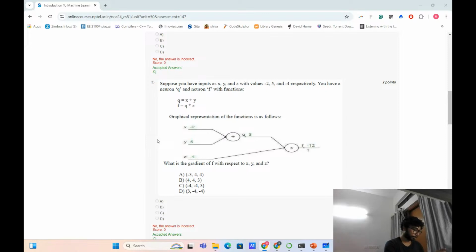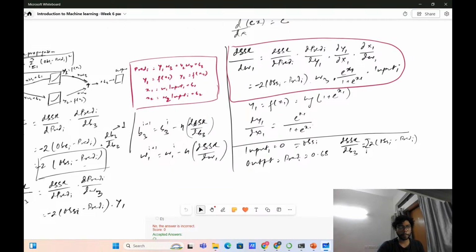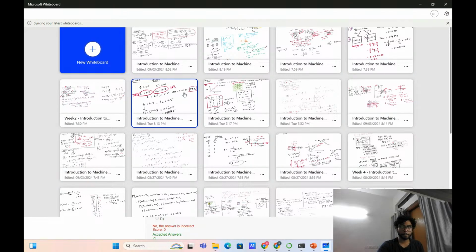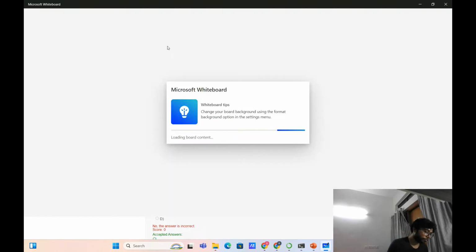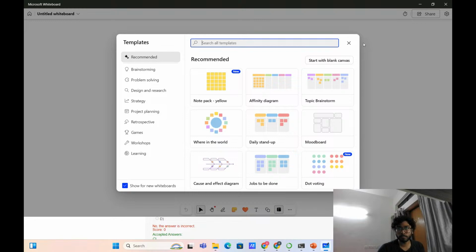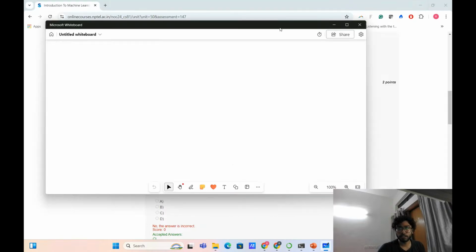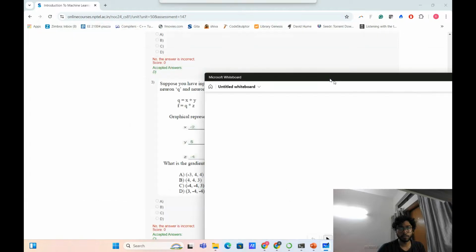Yeah, let me do it in my notebook. Let's see. Let me draw the neuron first.